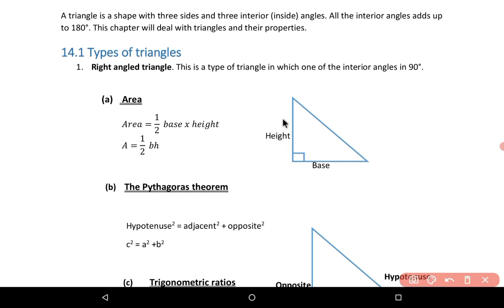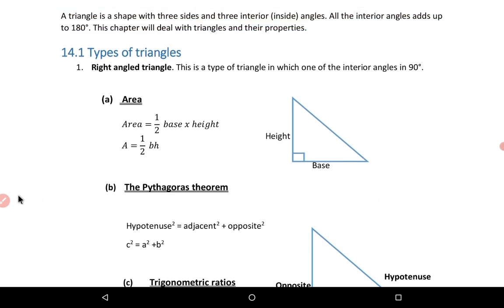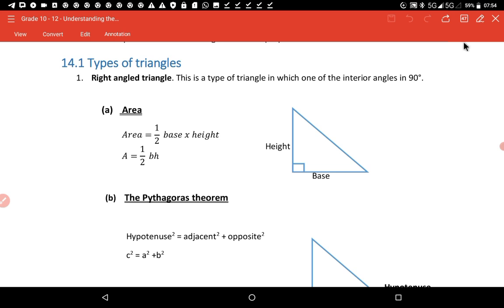So for example, if your height is 4 meters, we're saying that if your height is 4 meters, just a minute.